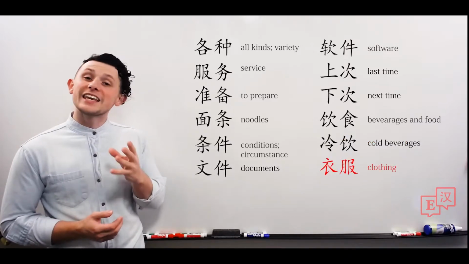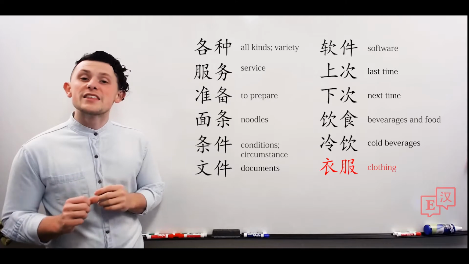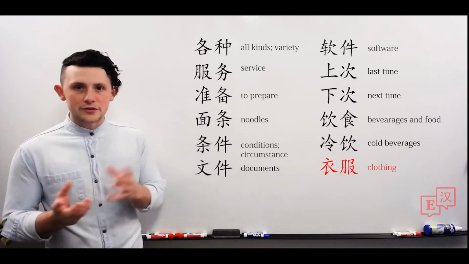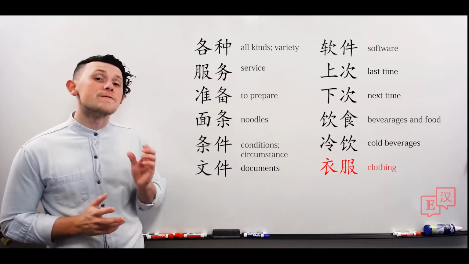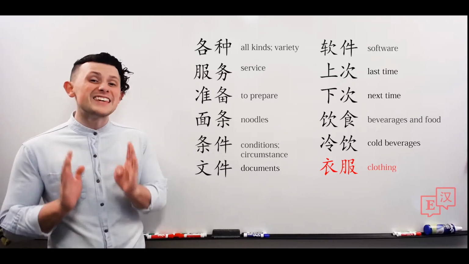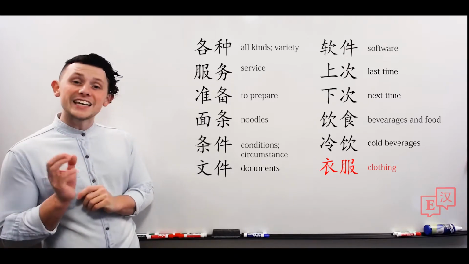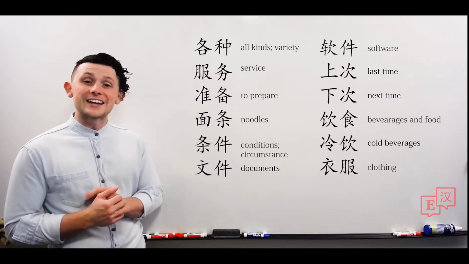Lastly, 衣服. This means clothing, so cloth clothing. Note here, the fu is normally pronounced with a rising tone. However, in this word, it loses its tone and becomes a ghost. 衣服. That is all for our words.